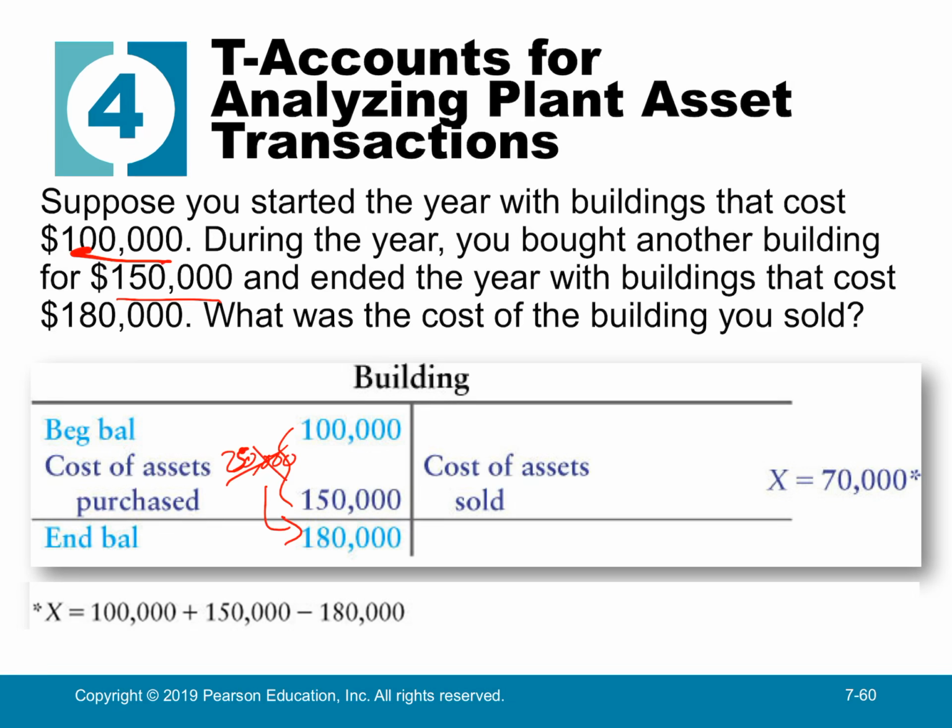Well, I must have sold $70,000 worth of old assets, right? The costs of old assets. So I didn't sell it for $70,000. I don't know what I sold it for. That was my historical cost. I'm writing it off my books, 70,000 worth.